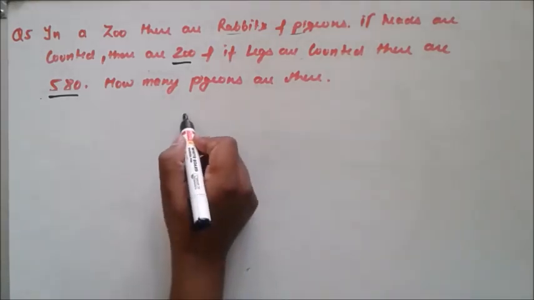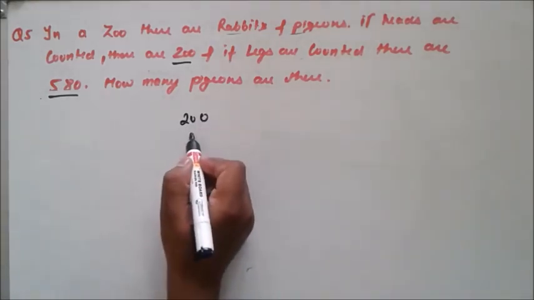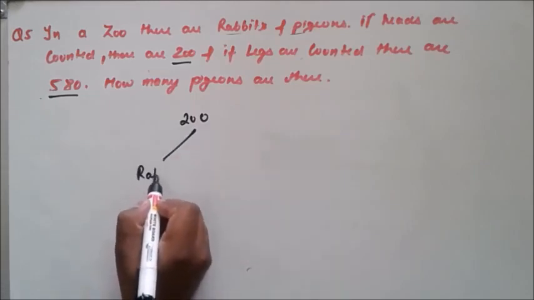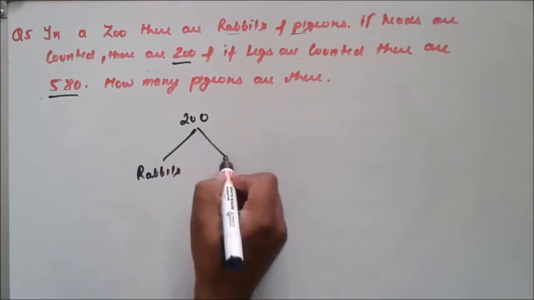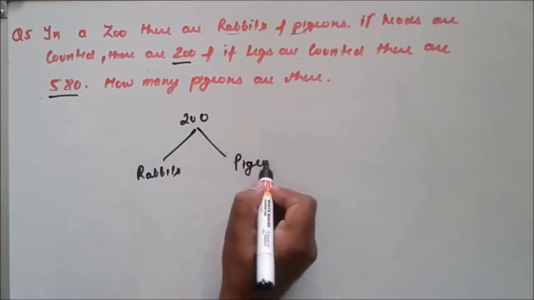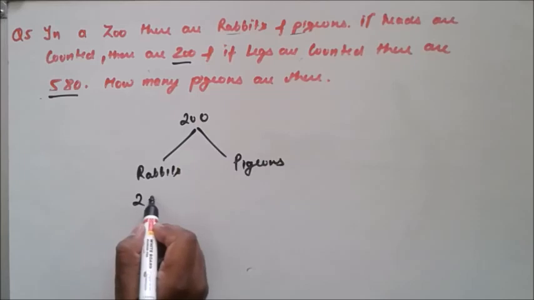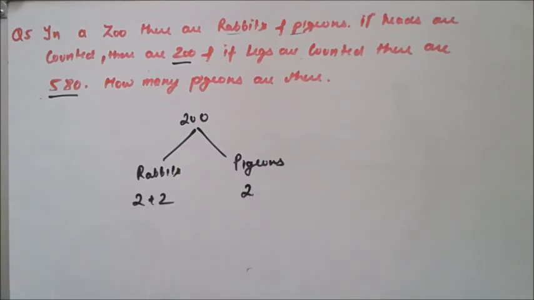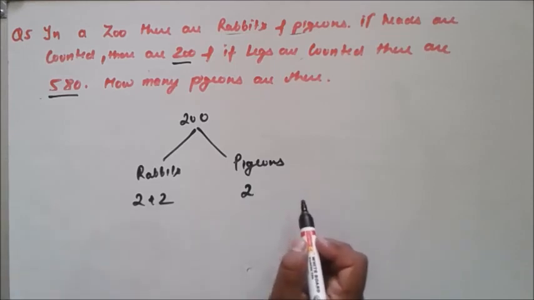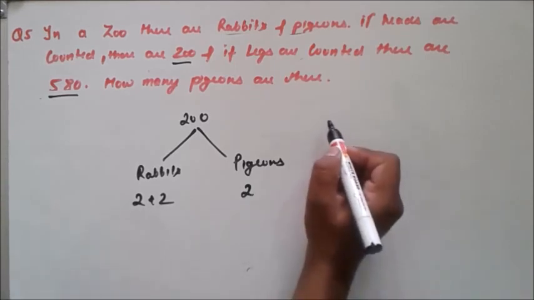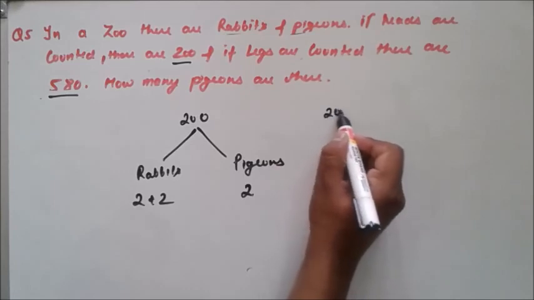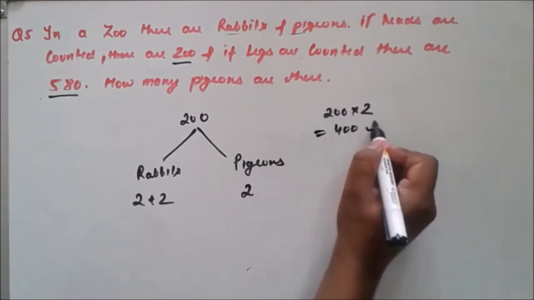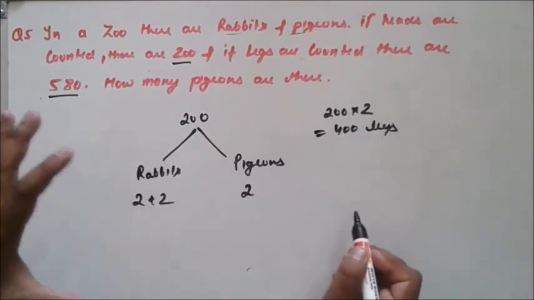So there are 200 heads, and these heads are of rabbits and pigeons. We know that rabbit has 4 legs and pigeon has 2 legs. So let's assume there are only pigeons. Then the total number of legs would become 200 into 2, that is 400 legs, if we assume there are total pigeons.